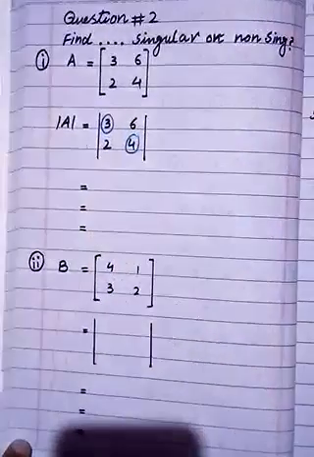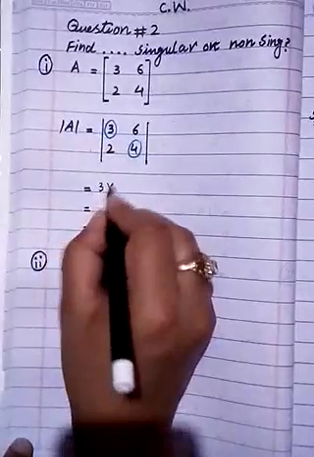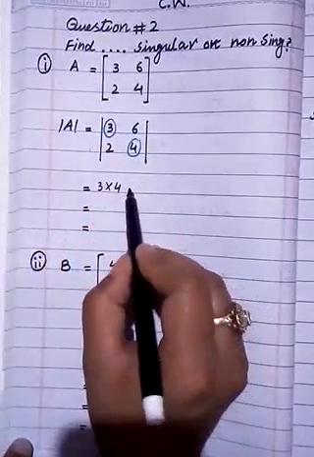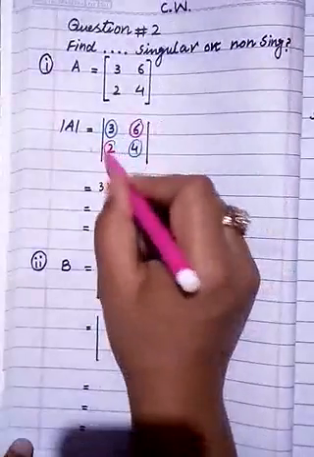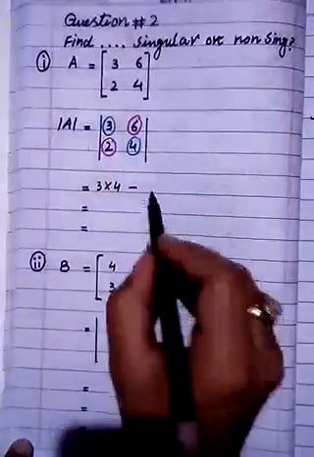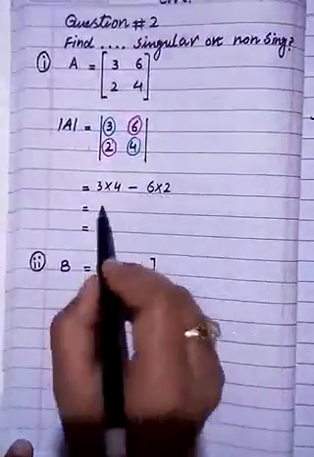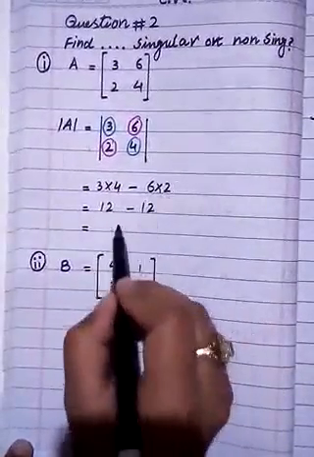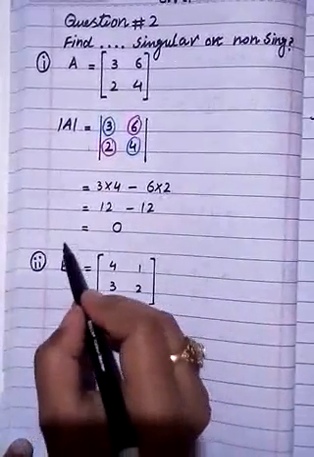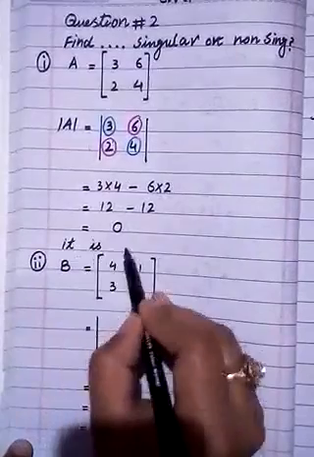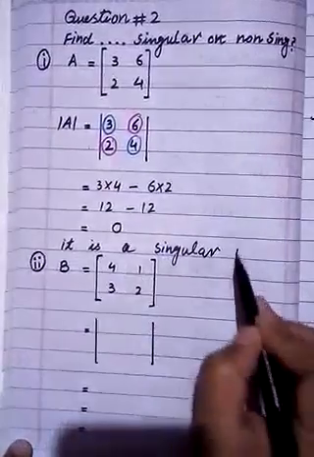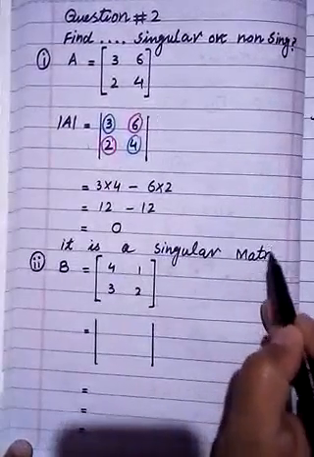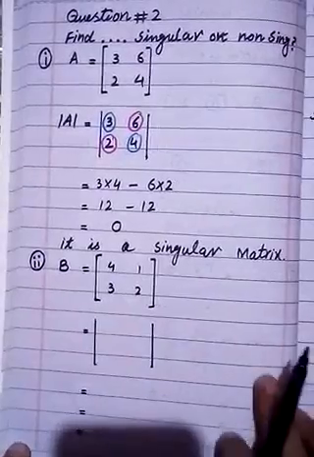So, first entry multiplied by fourth entry. So, you have to get 3 multiplied by 4. In a determinant, the sign of minus is used here. Now, second entry multiplied by third entry. Now, you have to write here 6 multiplied by 2. So, 12 minus 12. Its answer equals 0. So, write the statement: it is a singular matrix because its determinant equals 0.